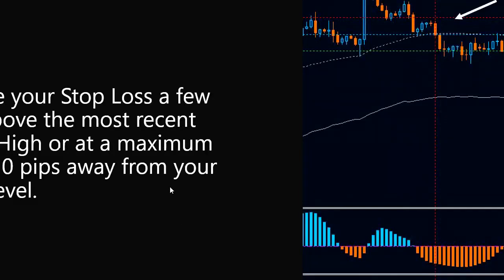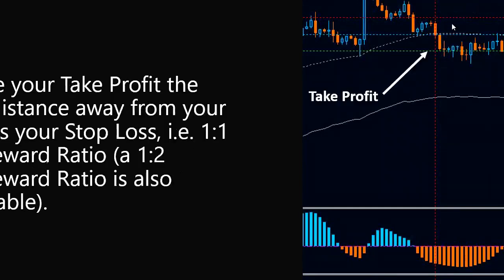Now we're going to place our stop loss a few pips above the most recent swing high, or at a maximum of 20 to 30 pips away from your entry level. I would usually place it at the swing high, but if the swing high is far away, as in 50 pips away, then I would limit it to a maximum of 20 to 30 pips away from your entry level. So for example, that's where I'd set my stop loss as indicated in the image.